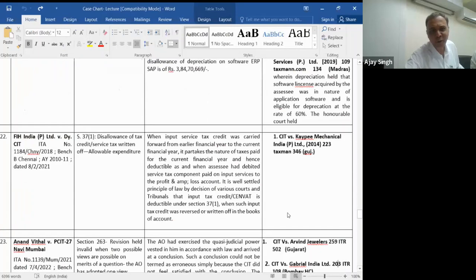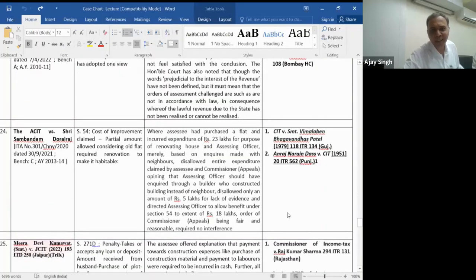Again, it is in the context of 263. Anand Vittal is again a 263 where the AO has exercised the quasi-judicial power vested in accordance with law. So basically, Anand Vittal was a case where there was an ex-parte order passed by the assessing officer.